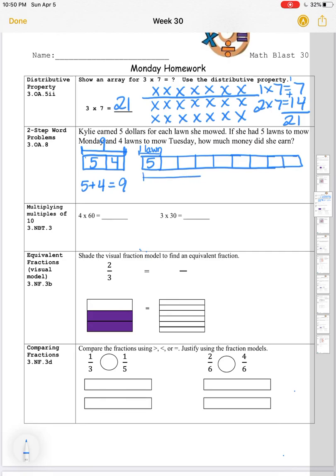Okay, and so then the total amount of money that she would have earned is 9 groups of $5, which would be 45. And so I can say Kylie earned $45.